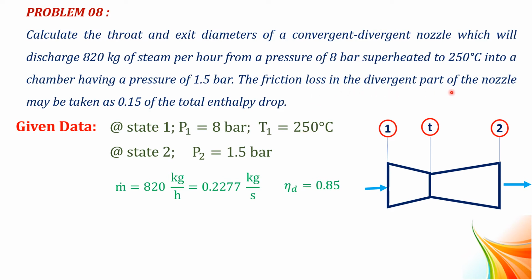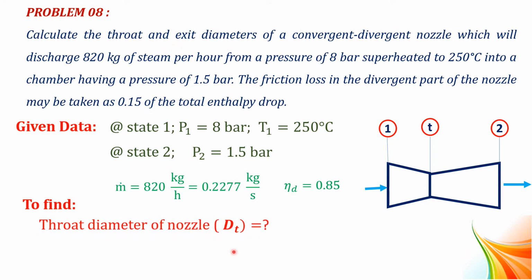The friction loss in the divergent part of the nozzle may be taken as 0.15 of the total enthalpy drop. So the enthalpy drop takes place at the divergent part of the nozzle, and the efficiency of the divergent part of the nozzle is 0.85 or 85%. Now we have to find out the throat diameter dt and the exit diameter d2.